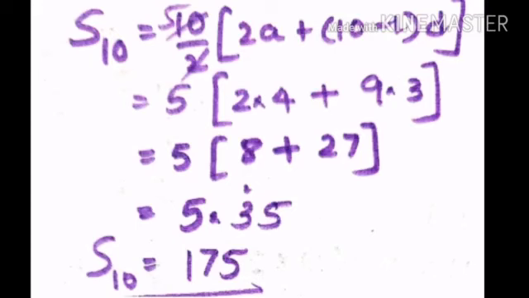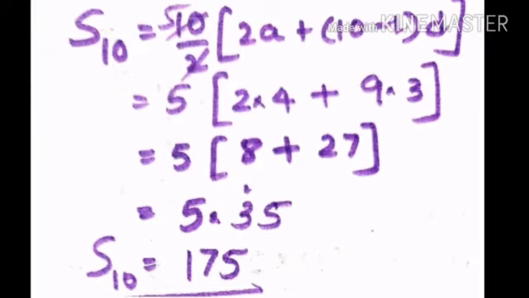Now let us see the last step, that is S10. Using our Sn formula, S10 is 10 by 2, into 2A plus (10 minus 1) D. Now substituting all the values, we get 5, then 2 into 4 plus 9 into 3. So 4 2s are 8 plus 9 3s are 27. So 8 plus 27 is 35. So 35 5s are 175. So the S10 value we get here is 175. This is our final answer of question number 7, in which they asked to find S10.